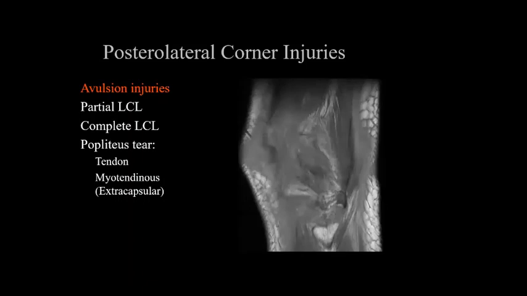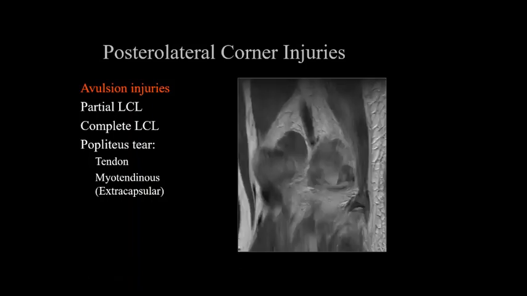Here we have a posterolateral corner injury with bony avulsion of the styloid process. So you see this avulsion fragment. This is the biceps femoris muscle and the avulsed styloid process of the fibula in a patient with posterolateral corner injury. Same thing here, this bony avulsion we see of the fibular styloid process.